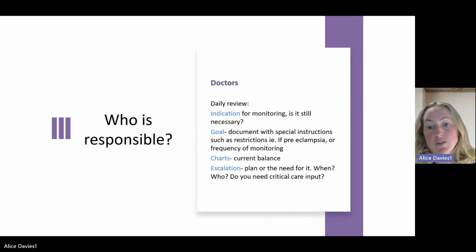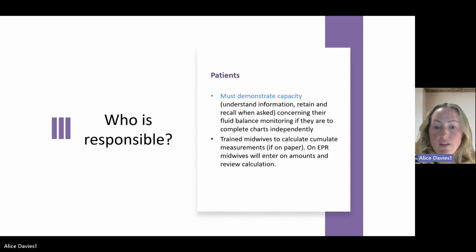Our doctor's role is very much for that daily review and the overall global picture of health. So is there an indication for monitoring? Is it still necessary? What is the goal? Document specific instructions such as restrictions. So if preeclampsia, we're on restricted fluids, and what is the frequency required of monitoring? Reviewing the charts, what is the current balance and what does this mean for the overall picture for the woman? An escalation plan or the need for it. Who do the nurses and midwives need to escalate to, when, and also thinking, do you need critical care input?